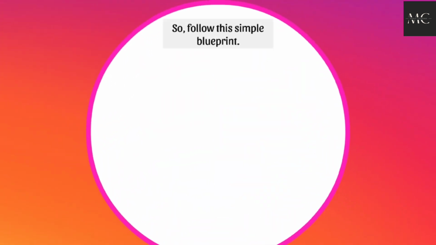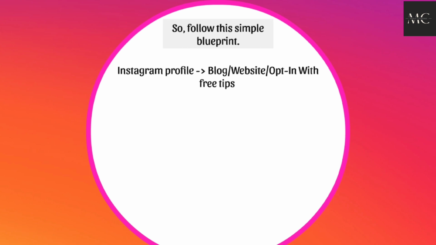So here's a basic blueprint that you can follow. From the Instagram profile, I recommend that you direct them to either a blog, your website, or an opt-in with free tips. So you're still trying to build their trust. They're still semi-cold traffic. If you send them to a blog with more content, more free information, then that's going to gain their trust. They're more likely to want more, right? Or if your brand, you can send them directly to your website and they can buy the products.